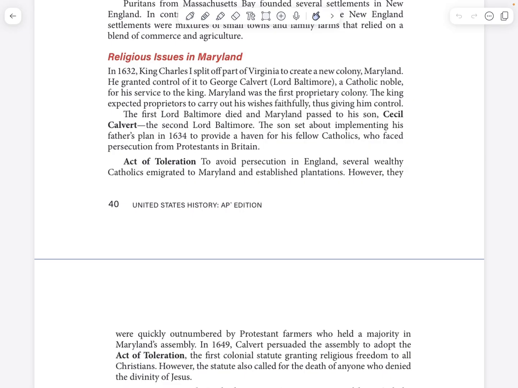The first Lord Baltimore died, and Maryland passed to his son, Cecil Calvert, the second Lord Baltimore. The son set about implementing his father's plan in 1634 to provide a haven for his fellow Catholics, who faced persecution from Protestants in Britain.